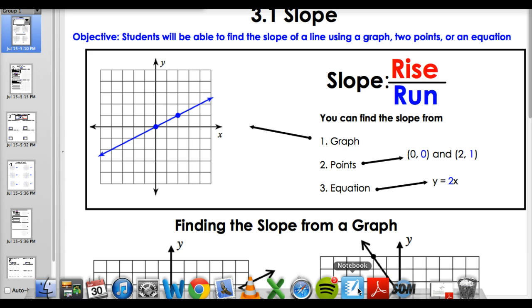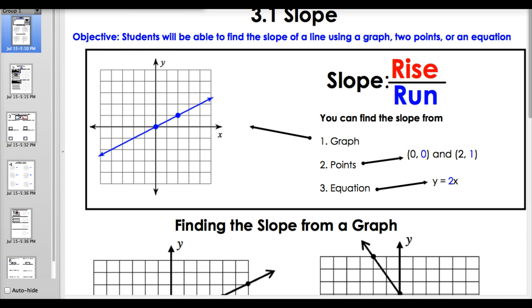Our objective for this class is for the student to be able to find the slope of a line using either a graph, 2 points, or an equation. All valid ways to do it. So, let's do a little review on slope. If you have a line, the slope is how much your line rises over how much it runs. Or another way to say that is the change in y over your change in x. And you might not know that, but that little triangle means change.